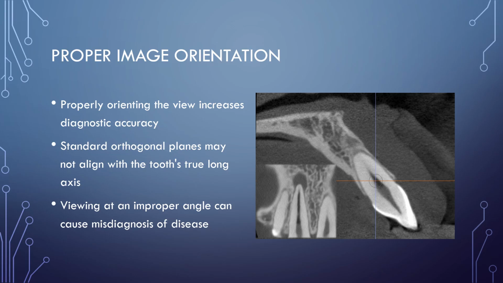Viewing a tooth at an improper angle is dangerous because it can create diagnostic illusions, leading to an undercall where you miss an existing disease, or an overcall where you mistake an artifact for true pathology. It is absolutely imperative that your first step in software manipulation is to reorient the viewing planes so they are perfectly aligned with the true long axis of the tooth in question.